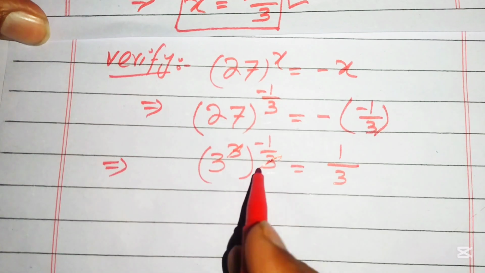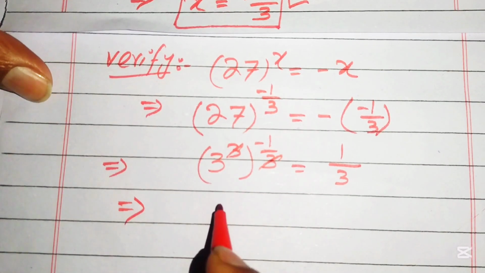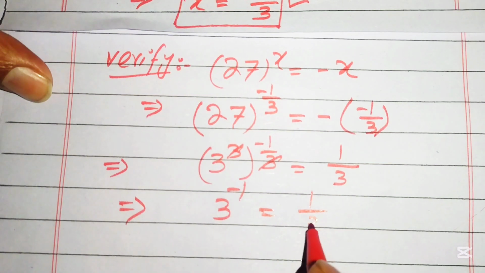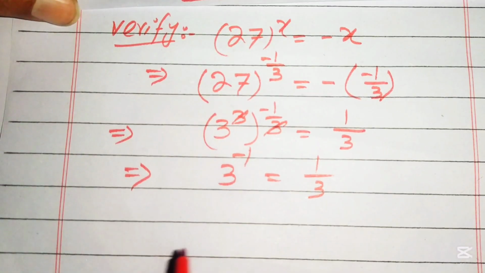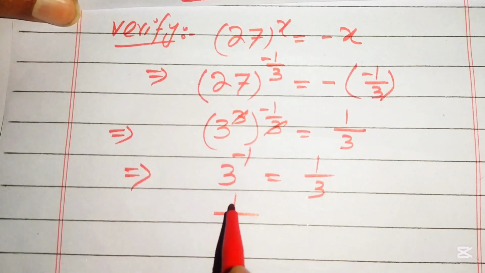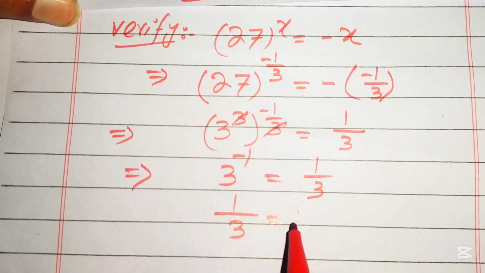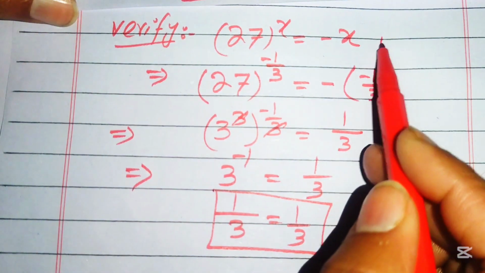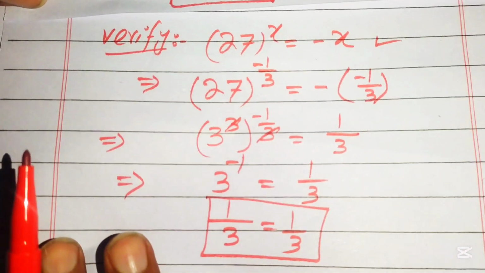You see these 3 and 3 are cancelled by each other, so we get 3 inverse is equal to 1 over 3. We move this 3 inverse as 1 over 3, which equals 1 over 3. So this shows that the value of x satisfies our given question statement, and this is the final answer of this question.